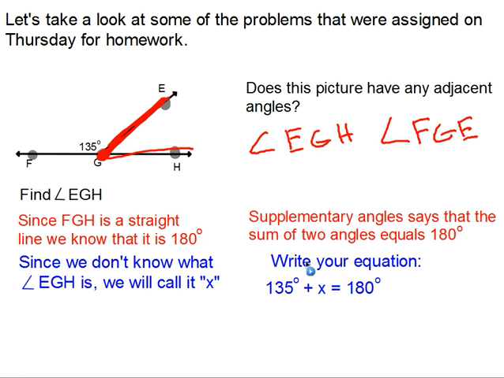That was 135, my first angle, plus X, my unknown, equals 180, because it's a straight line. So let's solve the equation. We want to isolate X, so we've got to get rid of that 135. So subtract 135 from both sides. I'm left with an X on the left. 180 minus 135 is 45 degrees, so your X, your unknown, right there is 45 degrees.